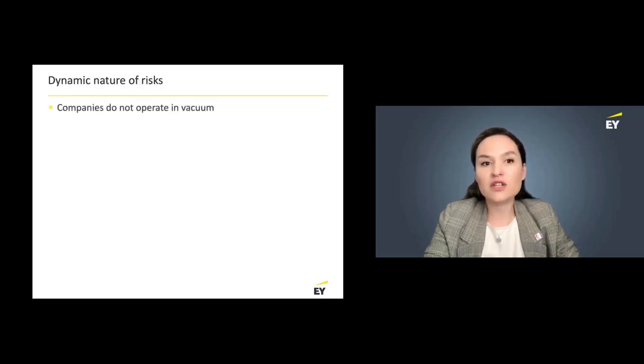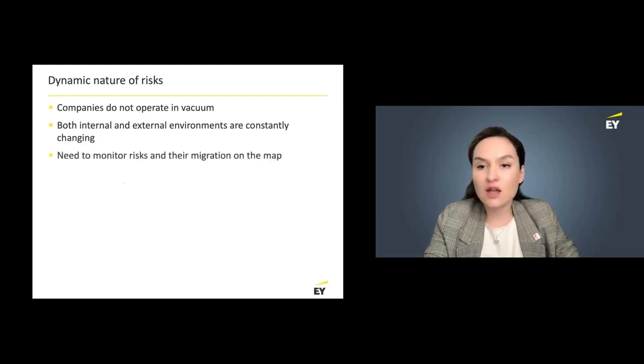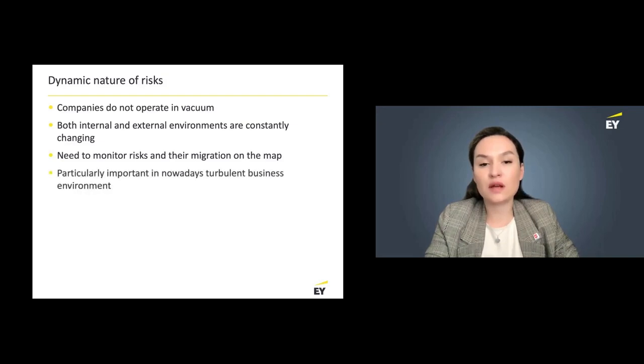The dynamic nature of risks. Well, as I have mentioned, companies do not operate in a vacuum. They are operating in rapidly changing business environments, and these changes happen both internally and externally. Risks are changing. They are appearing and disappearing. They are migrating on the map. So we need to keep an eye on the way the risk changes, and we need to monitor and update our risk registers, risk maps, and other risk-related documents within the company.